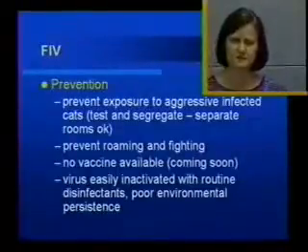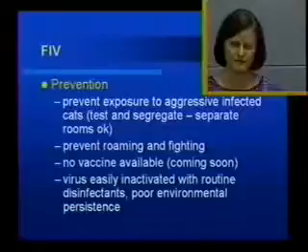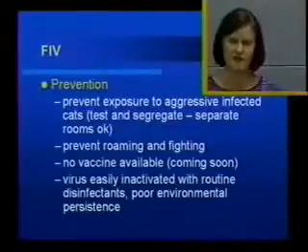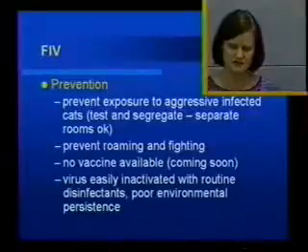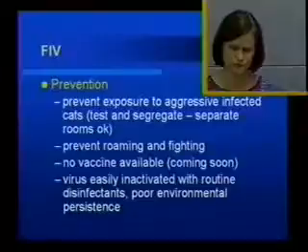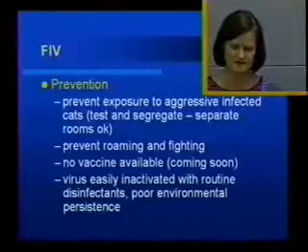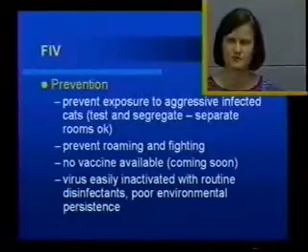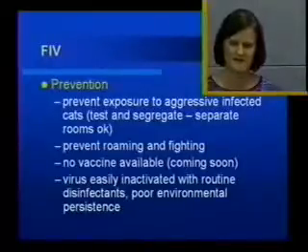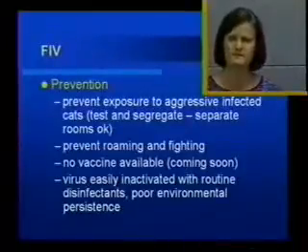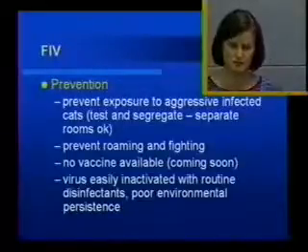Prevention, again, is primarily performed by preventing exposure to infected cats. Again, this disease requires direct cat-to-cat contact for transmission, so we can segregate a positive household simply by keeping cats in different rooms. We should prevent cats from roaming and fighting, to prevent exposure by biting. No vaccine is currently available, although we may see the first FIV vaccine become available in 2002.